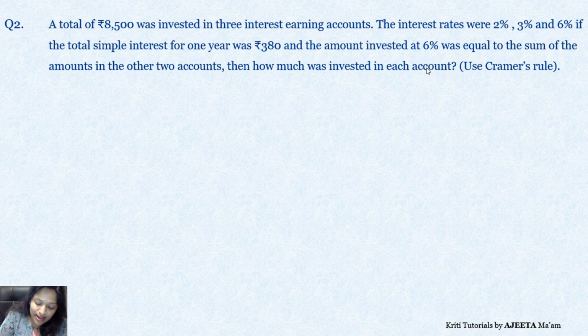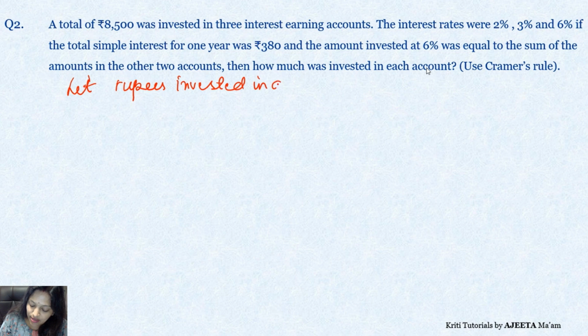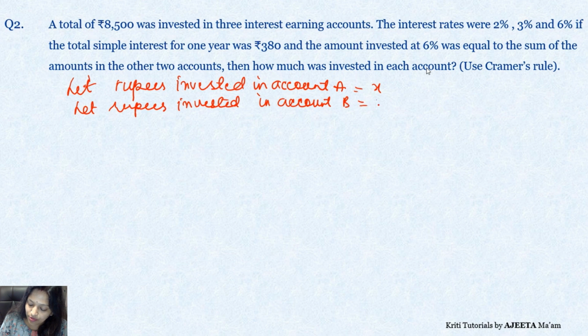So let's say that X rupees were invested in account A. Let's take A, B, C, okay? In account A, that is X. Let the amount invested in account B be Y. Let the amount invested in account C be Z. Okay.